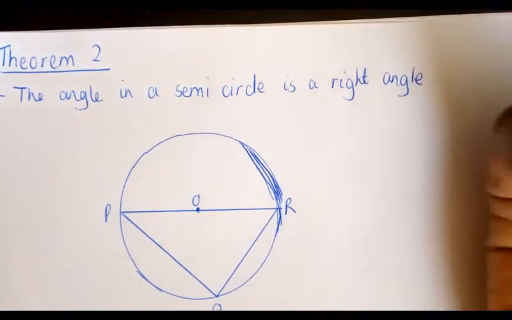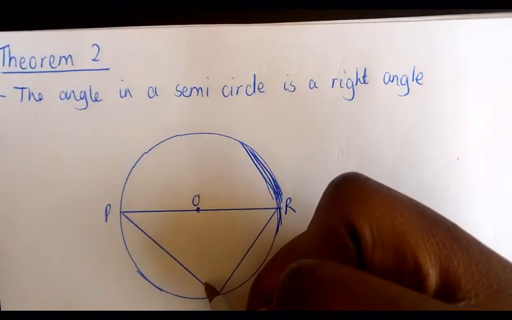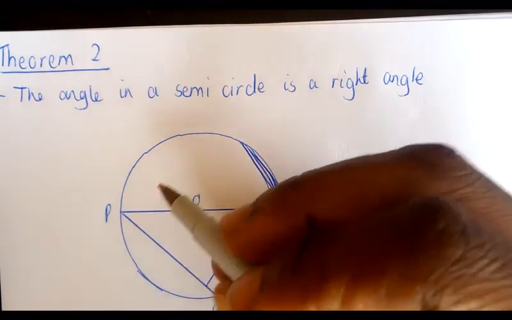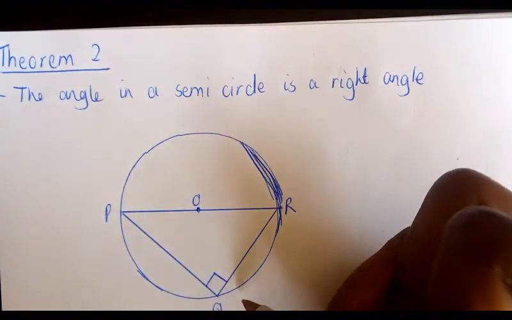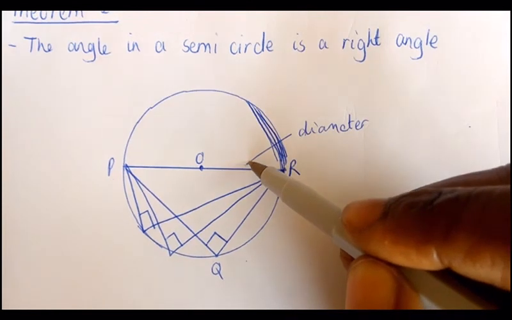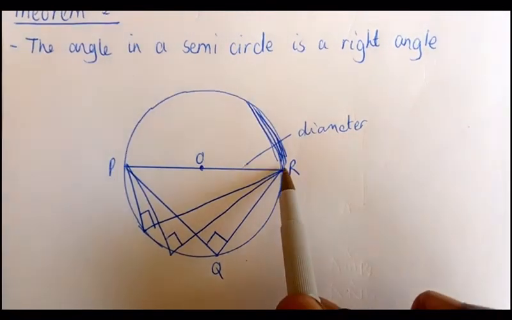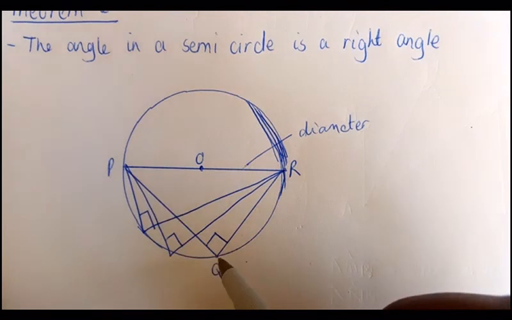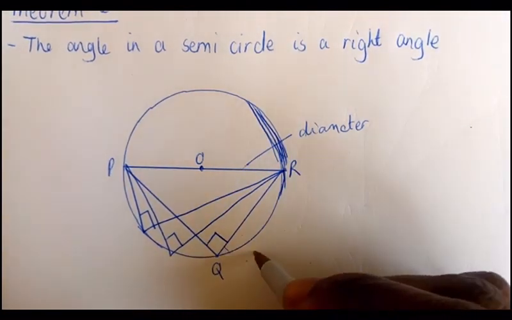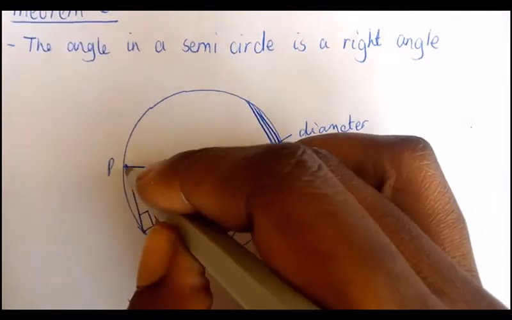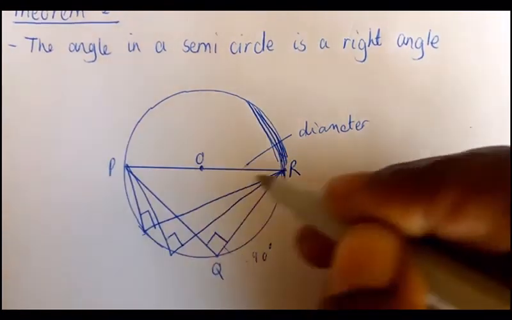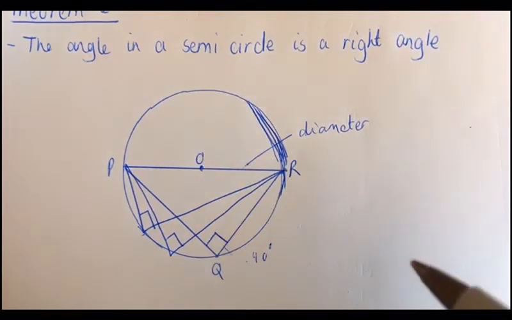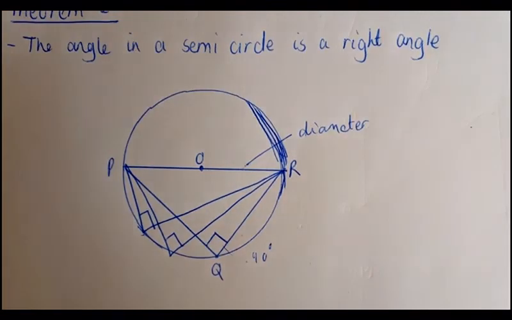Theorem number two. The angle in a semicircle is a right angle. So if the chord divides the circle into two equal parts, the chord is a diameter, and this angle is a right angle, that is 90 degrees. You know that. And even if we produce another angle, it will be a right angle, and even another one, it's also a right angle. So an angle in a semicircle is a right angle.